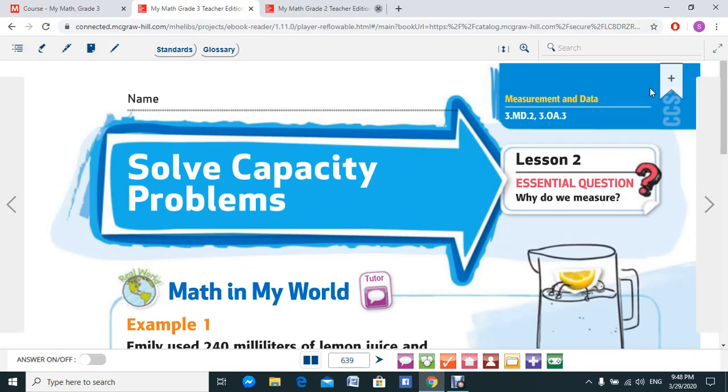Today we're going to take lesson 2, solve capacity problems, page 639. We're still in chapter 11, which is measurements. So stay with me.